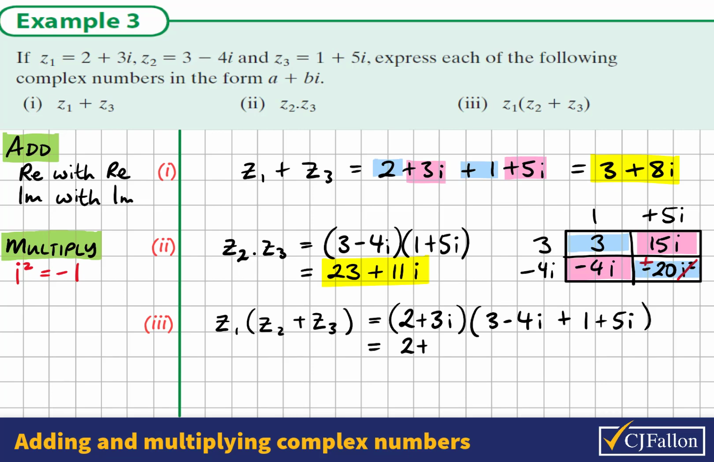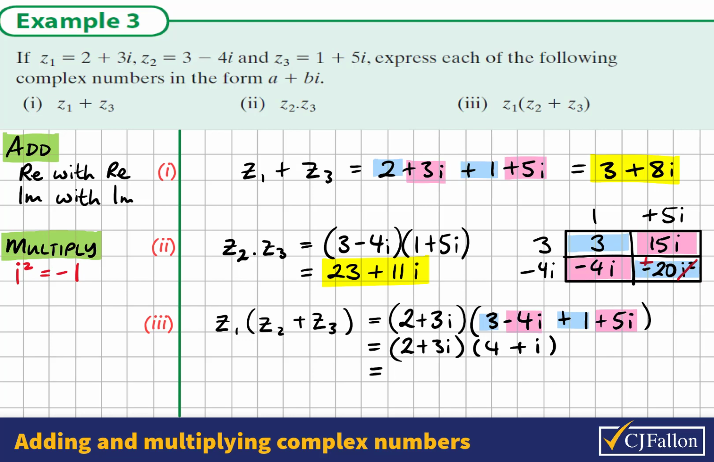So simplifying the second bracket, we have real and imaginary parts. We have 3 plus 1, so the real parts are 4, and 5i take 4i, the imaginary parts are 1i or i. And now we're going to multiply out the brackets.